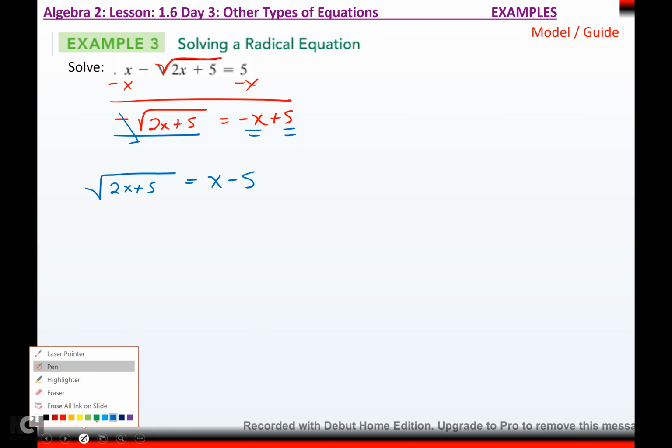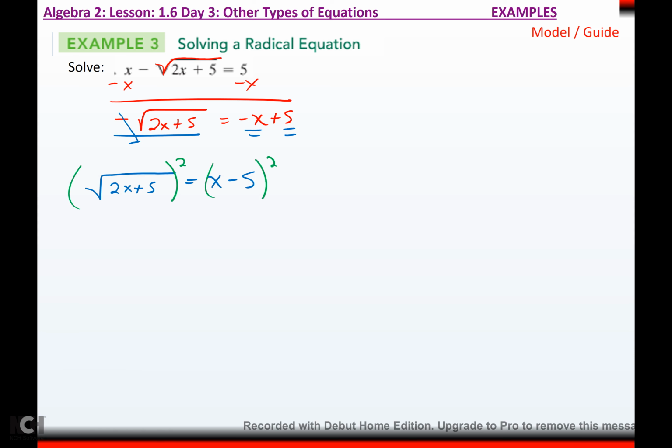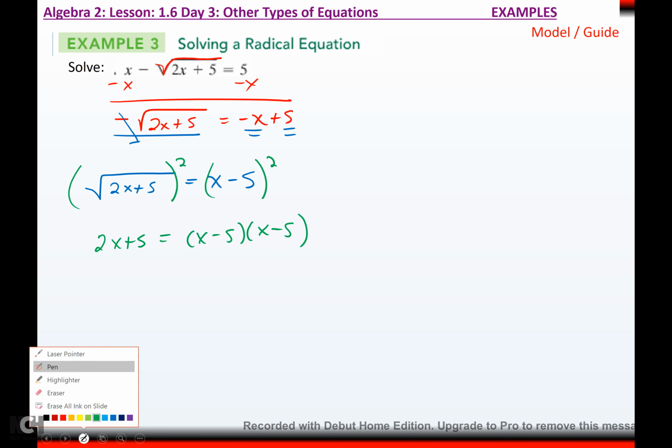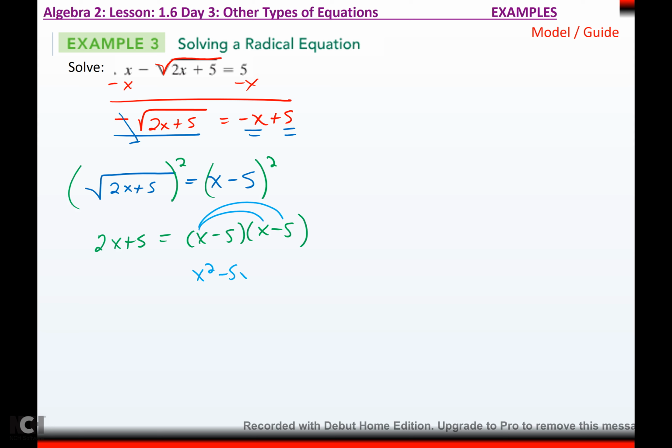Now I've isolated it, I can kill it, so I'm going to raise it to the second, but I got to do it to both sides. The square kills the square root, which leaves me 2x plus 5. On this side I have to make 2 copies, or I'll kill puppies. And if I simplify, x times x is x squared, x times negative 5 is negative 5x. Negative 5 times x is negative 5x. Negative 5 times negative 5 is positive 25. Clean it up. X squared minus 10x plus 25 equals 2x plus 5.